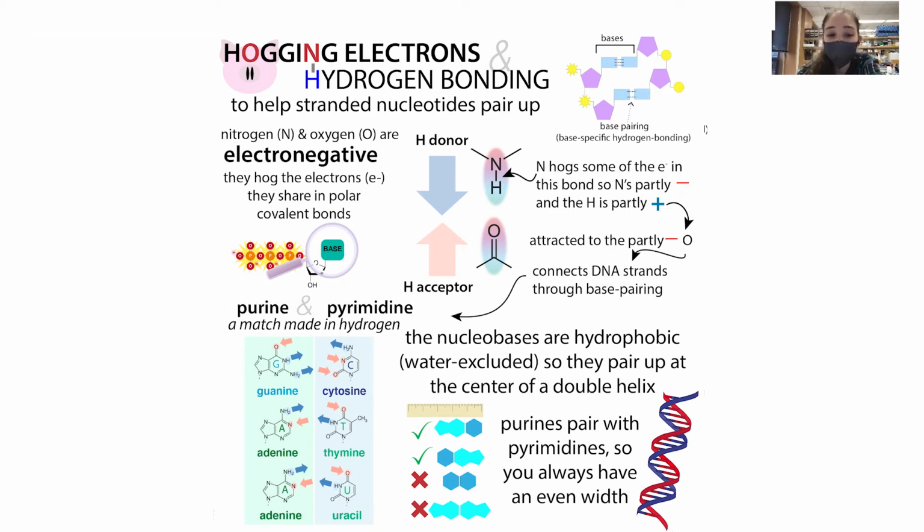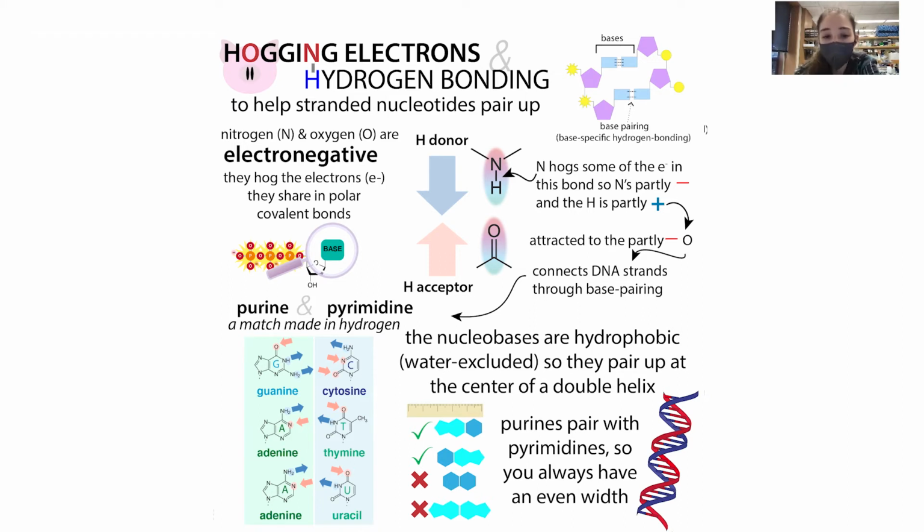So it seemed that there was an equal amount of purines and pyrimidines, and this can be explained because you have one purine and one pyrimidine in a base pair. More specifically, you're going to have a G to a C, an A to a T, or an A to a U. And because you have one of the big ones and one of the small ones, you're always going to have an even width in the DNA helix.